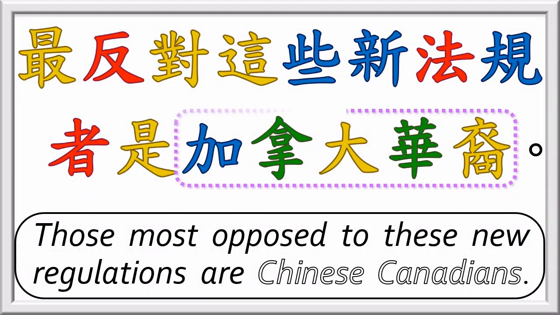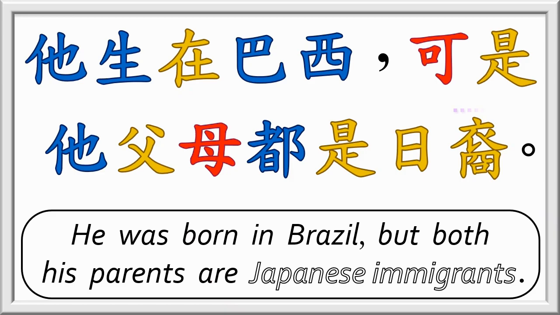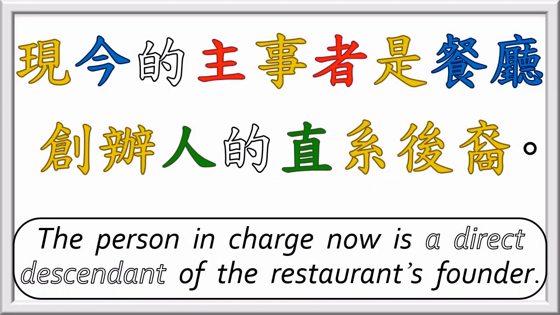华裔 refers to Chinese immigrants to other nations. 最反对这个新法规者是加拿大华裔。The most opposed to these new regulations are Chinese Canadians. 他生在巴西，可是他父母都是日裔。He was born in Brazil, but both his parents are Japanese immigrants. 现今的主事者是餐厅创办人的直系后裔。The person in charge now is a direct descendant of the restaurant's founder.